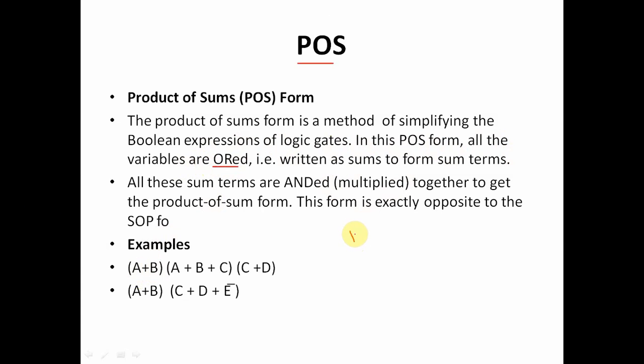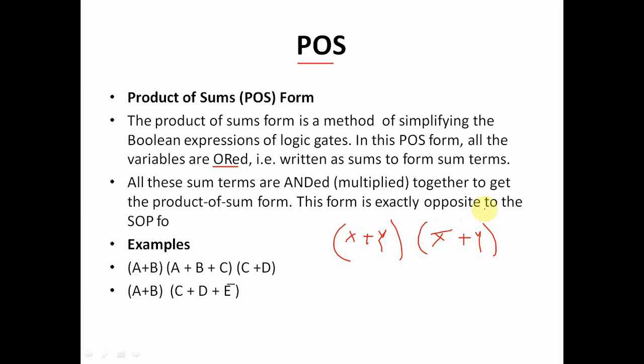For example, x plus y: these are two variables. These two variables are first ORed, and after ORing there is an ANDing operation performed here. After that I am writing x bar plus y. Two variables are first ORed together, and after that the terms are multiplied. So it is called the product of sums. All these sum terms are ANDed together to get the product of sum form.